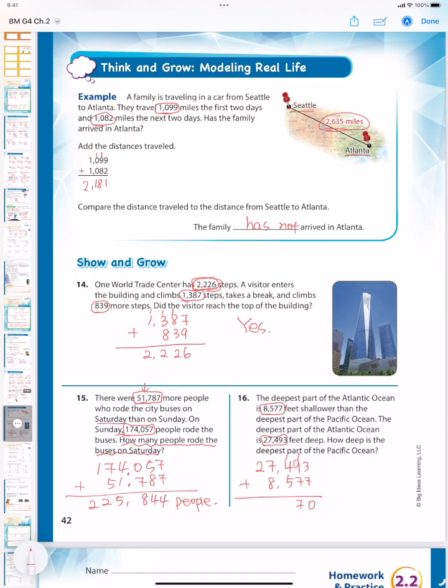Yes. Now 1 plus 4 is 5. 5 plus 5 is 10. So carry 1 up again. And 1 plus 7 is 8. So 8 plus 8 is 16. I'm going to carry 1 up. So 1 plus 2 is what? 3. So the answer is what? 36,070 feet.